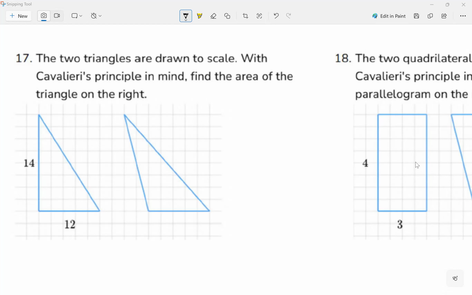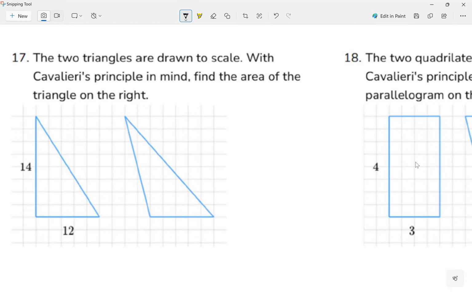Today we're going to be working questions 17 through 20. We're going to be learning Cavalieri's principle. So let's take a look. First of all, let me talk about what Cavalieri's principle is, because I see in our homework we're going to be using it. It says right there, the two triangles are drawn to scale. With Cavalieri's principle in mind, find the area of the triangle on the right.